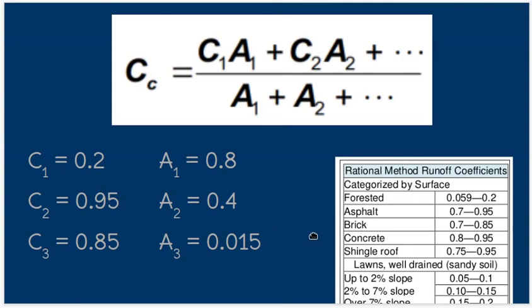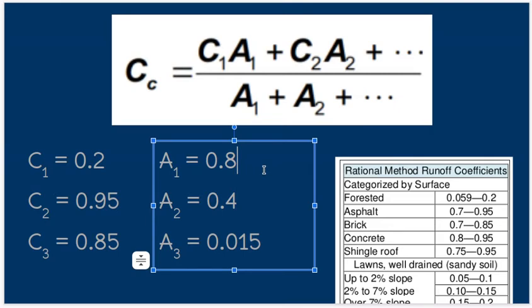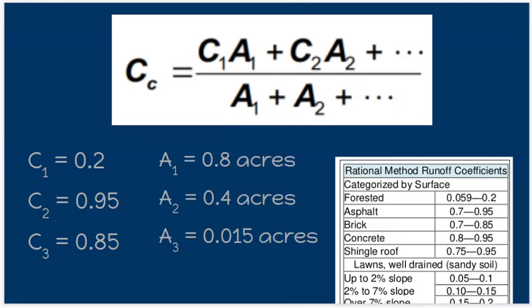And then we would think about the site and the number of acres, and I didn't put acres on here, so let me pause and do that. That's better. Now we have acres added. So we might have 0.8 acres remain forested, and we might have 0.4 acres are now asphalt, and 0.015 acres are now brick.